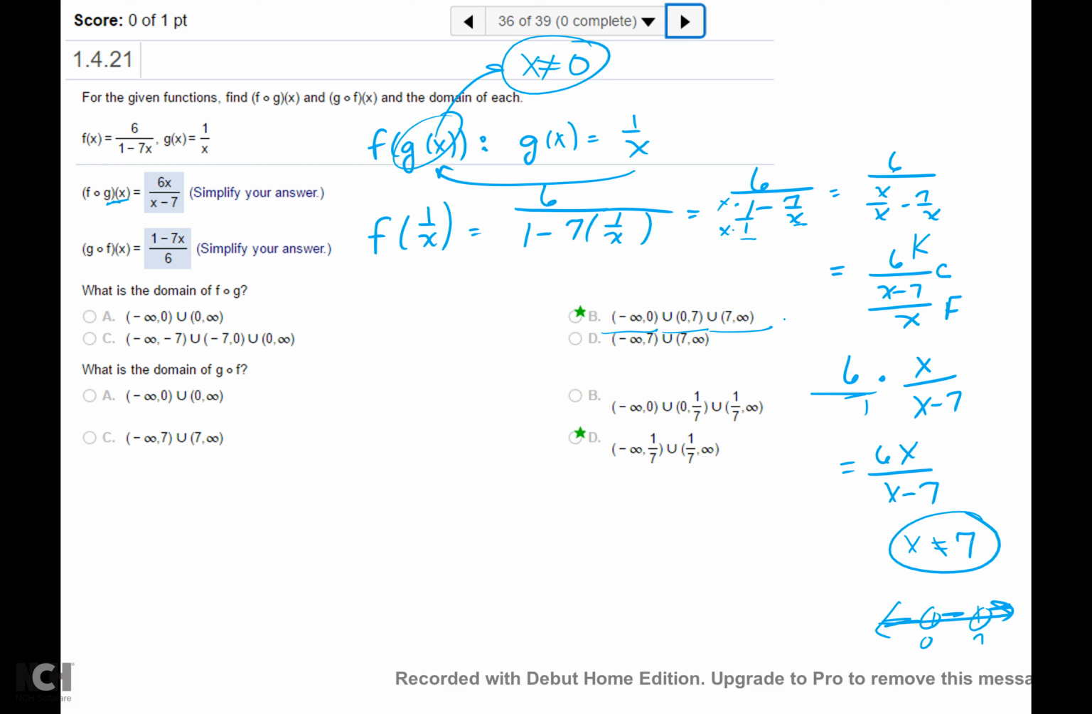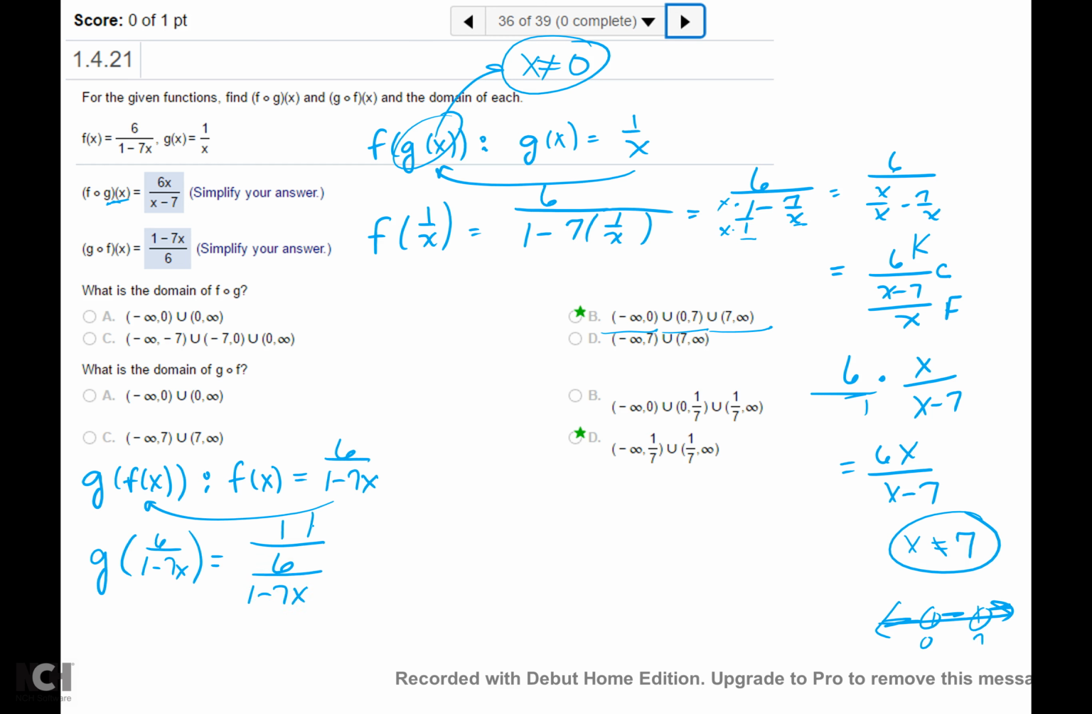All right, if I do g of f of x, I start with my f function, which says 6 over 1 minus 7x, and I take it to g. So I'm finding g of 6 over 1 minus 7x. My g function says 1 over, instead of x, I'm going to put this mess, which is 6 over 1 minus 7x. Keep, change, flip. Keep the 1, change the times, flip the fraction on the bottom, and I get 1 minus 7x over 6.